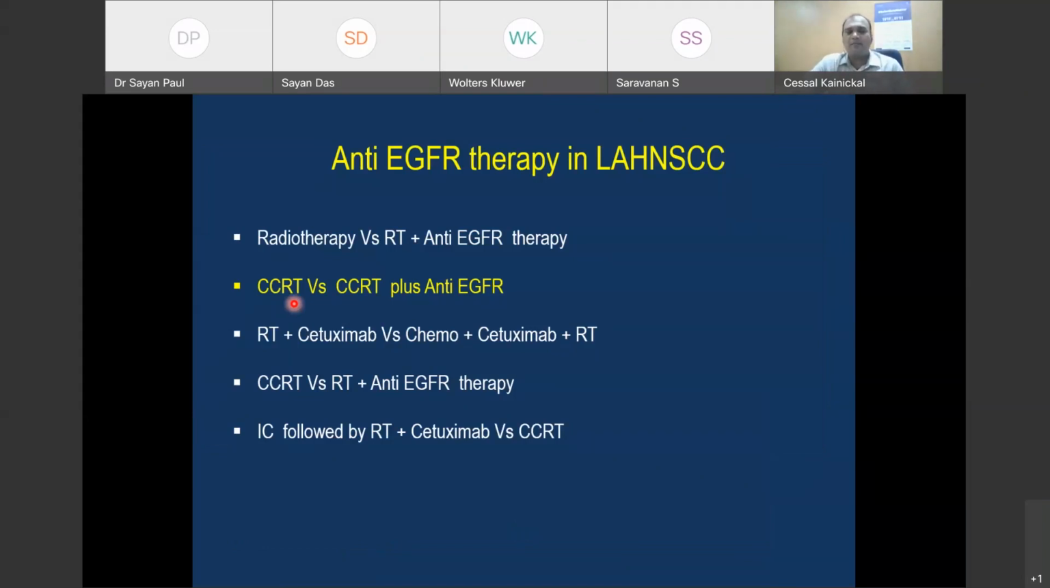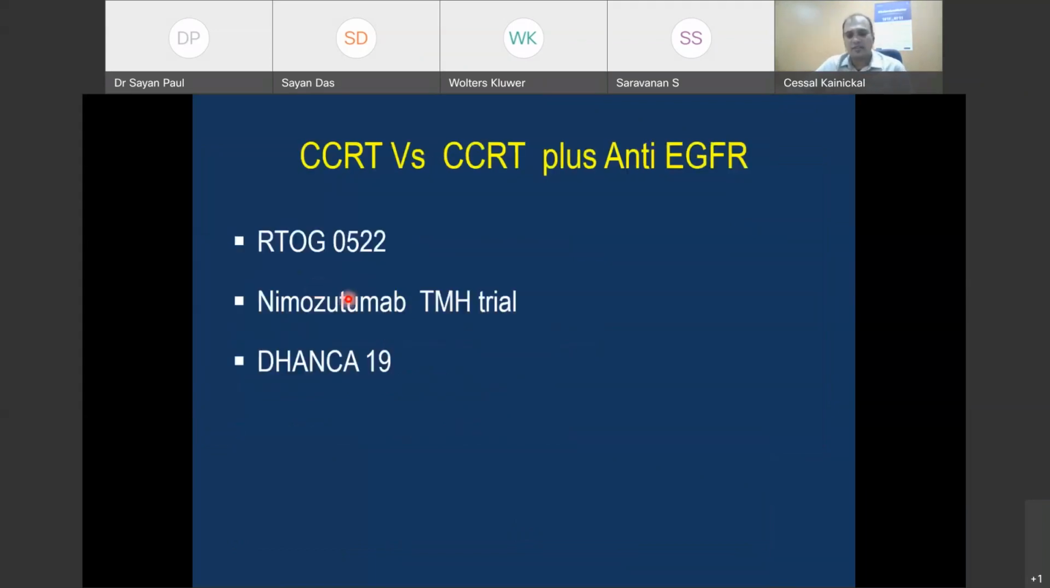Now the second part: concurrent chemoradiation became the standard. Then is there any benefit by adding a monoclonal antibody in addition to concurrent chemoradiation? That was the question, and 3 phase 3 trials evaluated this problem. One was the RTOG 0522 clinical trial. This is the largest among the 3 trials because it included more than 900 patients. The second study was the nimotuzumab trial by Kumar Prakash from Tata Memorial Hospital. Third is the DECIDE study, using zalutumumab.